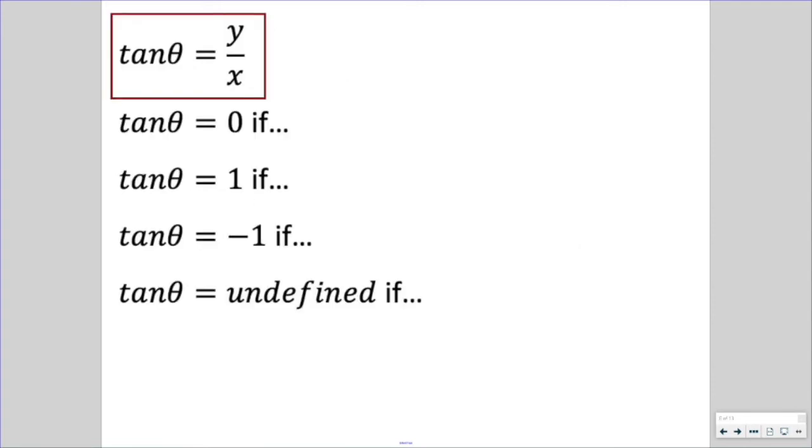So if we think about tangent in terms of y over x from the unit circle, tangent is 0 only when y is 0, right? If x is 0, we're undefined. So when y is equal to 0, our tangent value is 0. So on the unit circle, where do we see y is equal to 0? Y is equal to 0 at 0 radians and at pi radians, right? Everywhere x is 1 or -1.